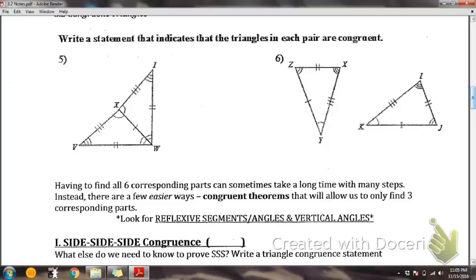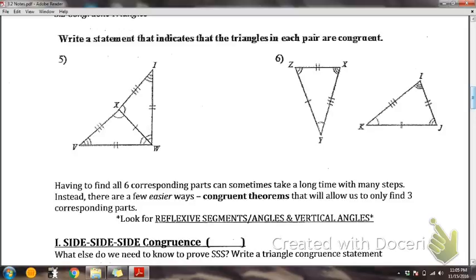So we're going to see if we can find some other ways to prove that triangles are congruent without all 6 things. Before we do that, we're going to use this as an example. It says, write a statement that indicates that the triangles in each pair are congruent. Okay, so we're going to start and write our own congruency statements.